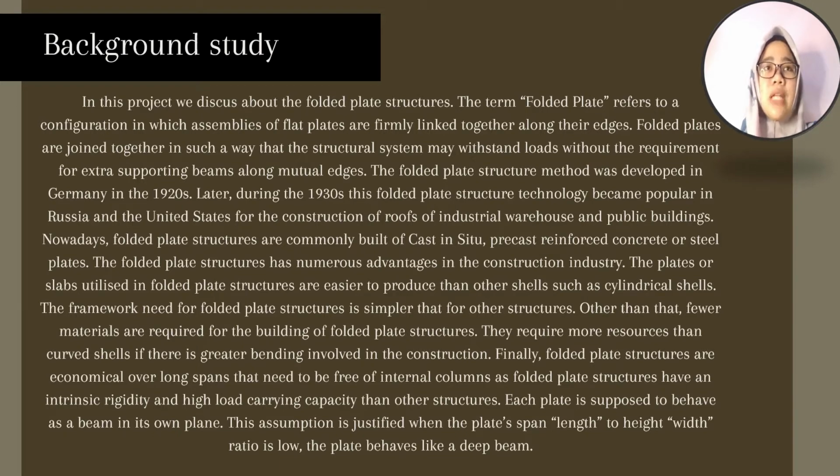The plates or slabs utilized in folded plate structures are easier to produce than other shells such as cylindrical shells. The formwork needed for folded plate structures is simpler than for other structures. Other than that, fewer materials are required for the building of folded plate structures. They require fewer resources than curved shells, where greater bending is involved in the construction. Finally, folded plate structures are economical over long spans that need to be free of internal columns, as they have intrinsic rigidity and higher load carrying capacity than other structures.